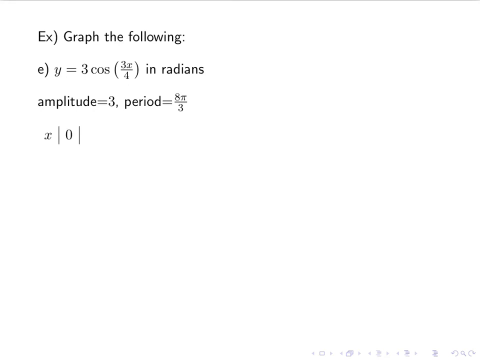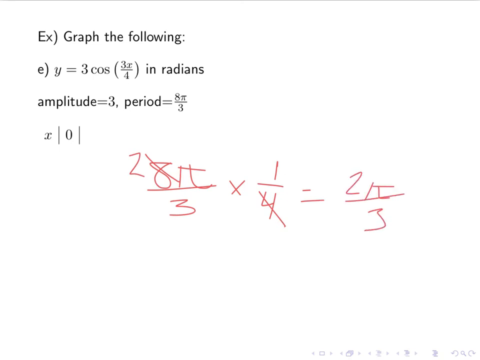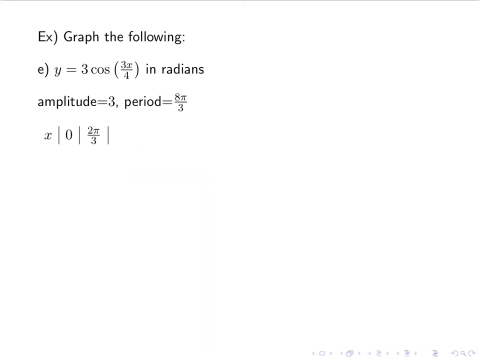Start with 0, and then we're going to take 1/4 of our period. So 8 pi divided by 3 divided by 4 is times 1/4. Right, cancel a 4, and we've got 2 pi over 3. So 2 pi over 3 is going to be our first non-zero value. And then we're going to double that, or take half of 8 pi over 3. In either case, we should get 4 pi over 3.